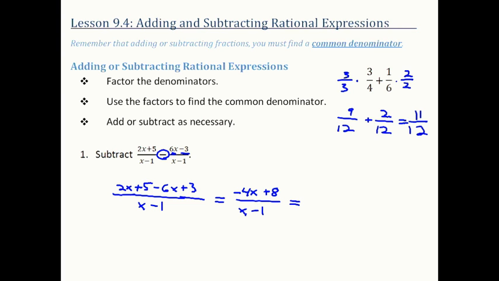Remember, we learned to simplify these, so I want to make sure this is simplified, so I'm going to factor this to see if I can reduce anything. I like my first term to be positive, so I'm going to factor out a negative 4. That leaves me with an x minus 2. And then in the denominator, I have an x minus 1. Nothing simplifies there, so that is our answer.